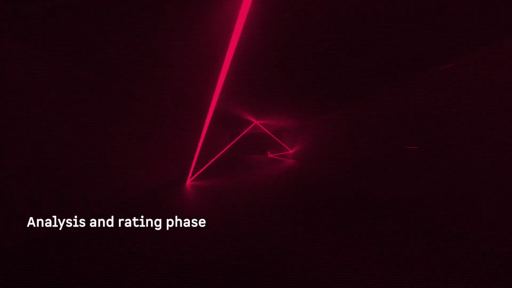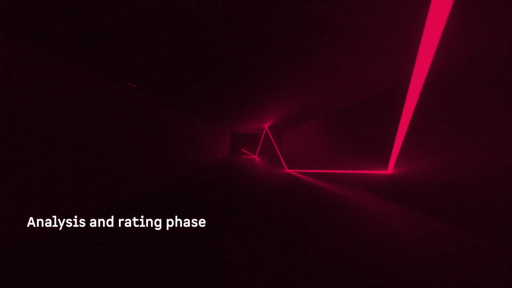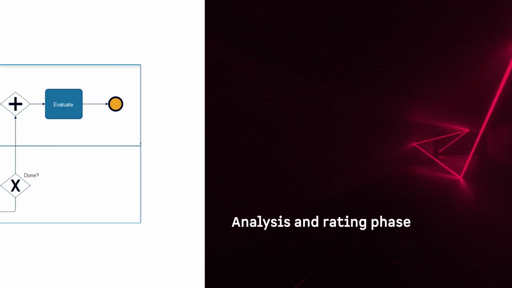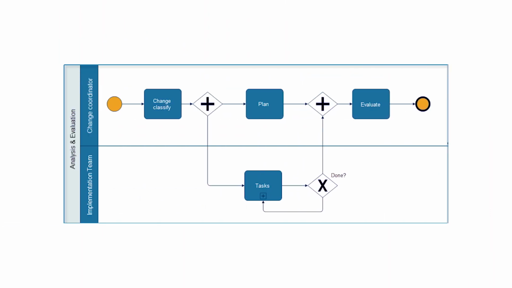In this phase of the process, the change coordinator takes on the detailed classification of the change, draws up the necessary schedule, and coordinates the procedure and implementation steps with the specialist teams. Here, the change coordinator can also give tasks to other teams involved in order to obtain the required information.